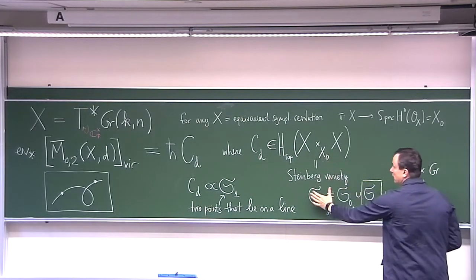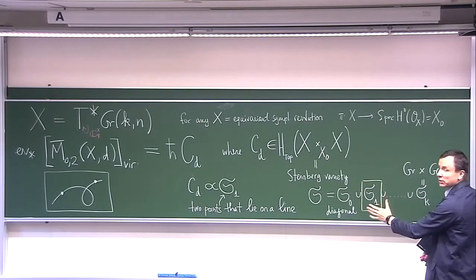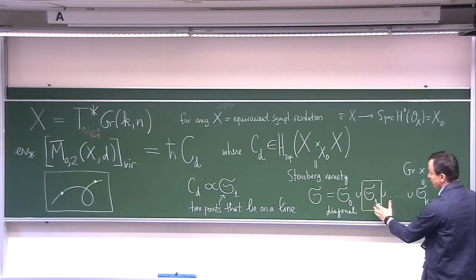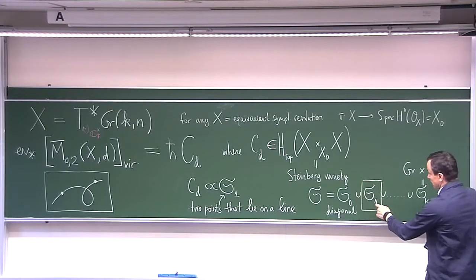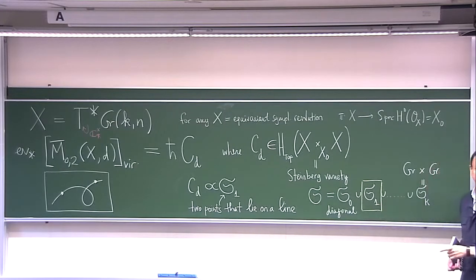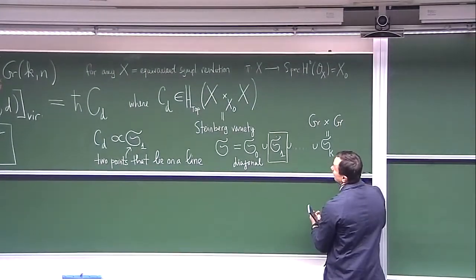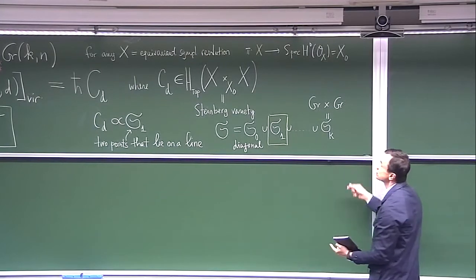This Steinberg variety will split into a bunch of components, as we'll analyze in a second. It's always the case that only very few of them contribute. Like here you could have k of them, but in fact only very few of them contribute.